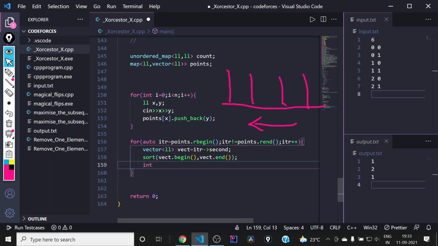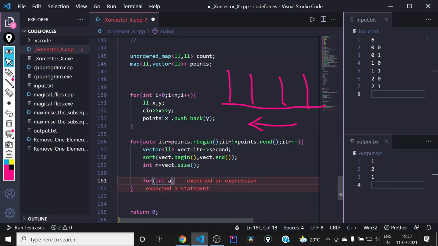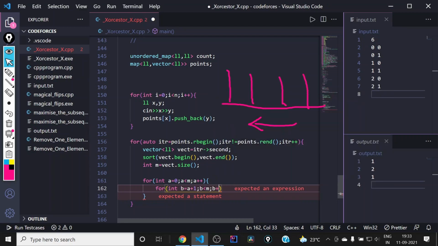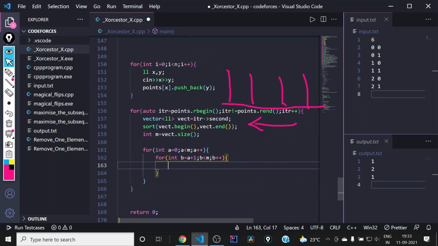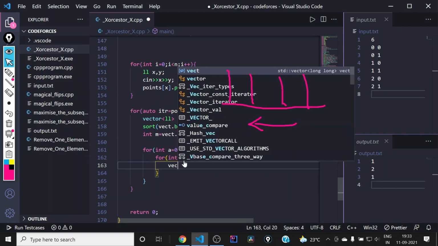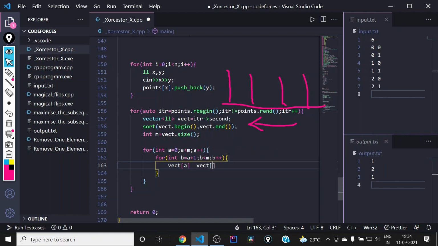Now I can call the size of the vector m, and we need to consider all the points a comma b. So a can range from 0 to m, and b will range from a plus 1 to less than m. The two y coordinates will be vector of a and vector of b. These are the two points. First of all, we need to make a hash out of them.